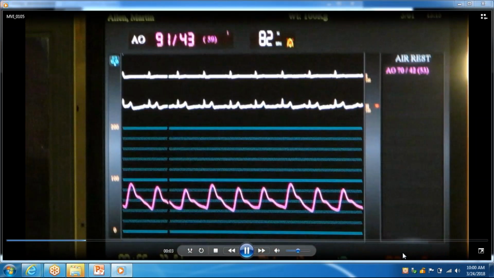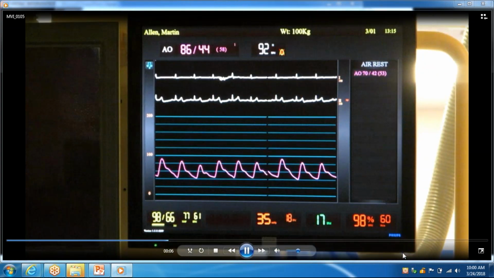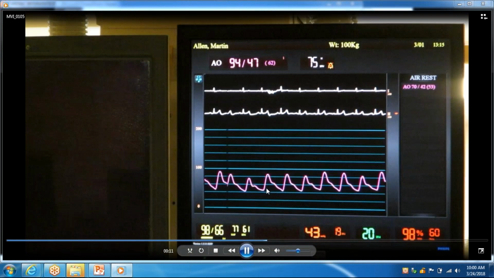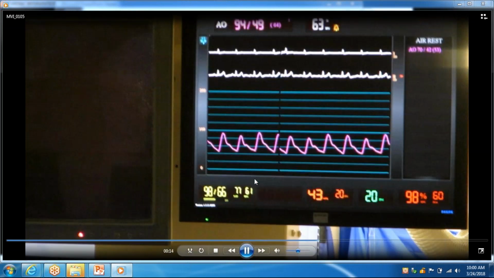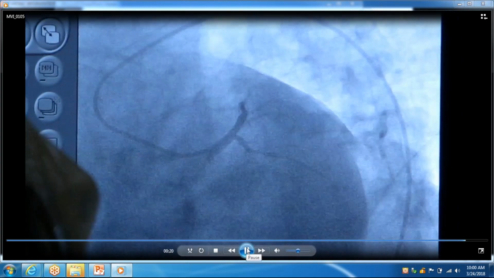And this is the monitor showing your waveforms. The catheter is in the aorta, and you can see the waveform. You want to make sure that the waveform is what you expect, and the pressure is good.